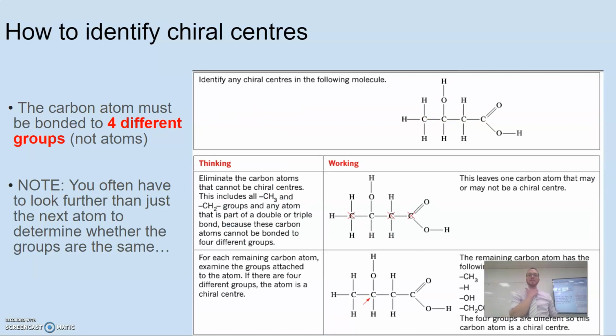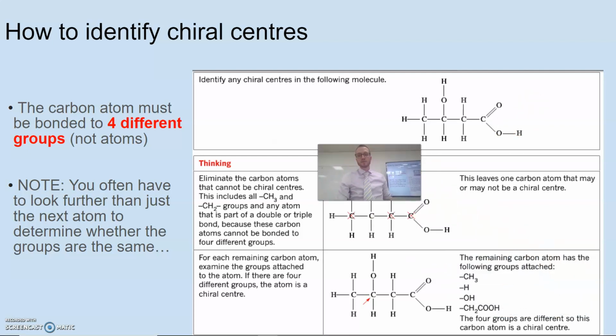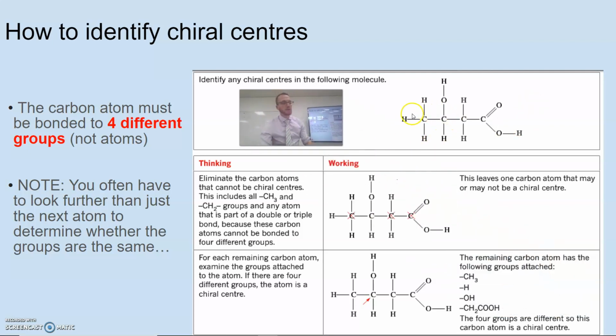All right, let's take a look at this example. Identify any chiral centers in the following molecule. We must have 4 different attachments. So if we look at this carbon, 1, 2, 3, all the same, achiral. Looking at this, I've got a hydrogen, I've got an OH, I've got a CH3, and I've got this whole big bulky group. 4 different attachments. This, therefore, is a chiral center.